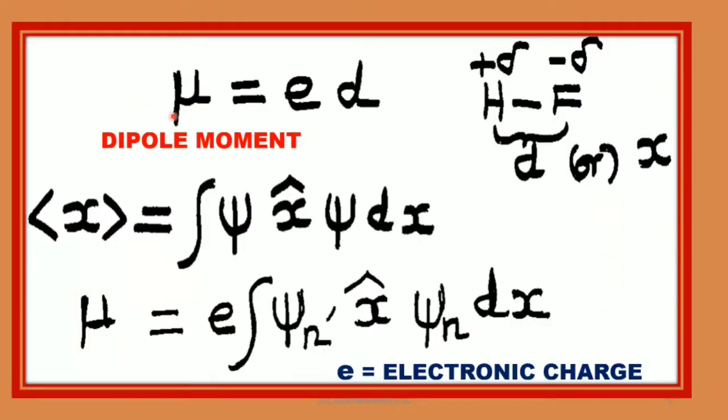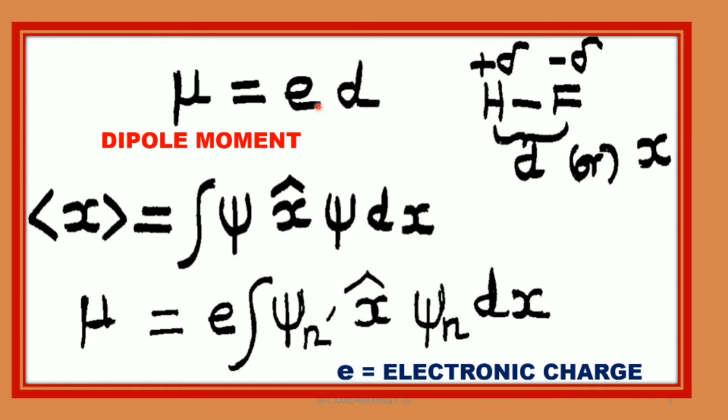We know the dipole moment of a molecule, for example, the HF molecule. The dipole moment is calculated by using this relation: mu equals e times d, where e is the magnitude of the charge on the atom and d is the distance between the two atoms in a molecule. d is also called x.